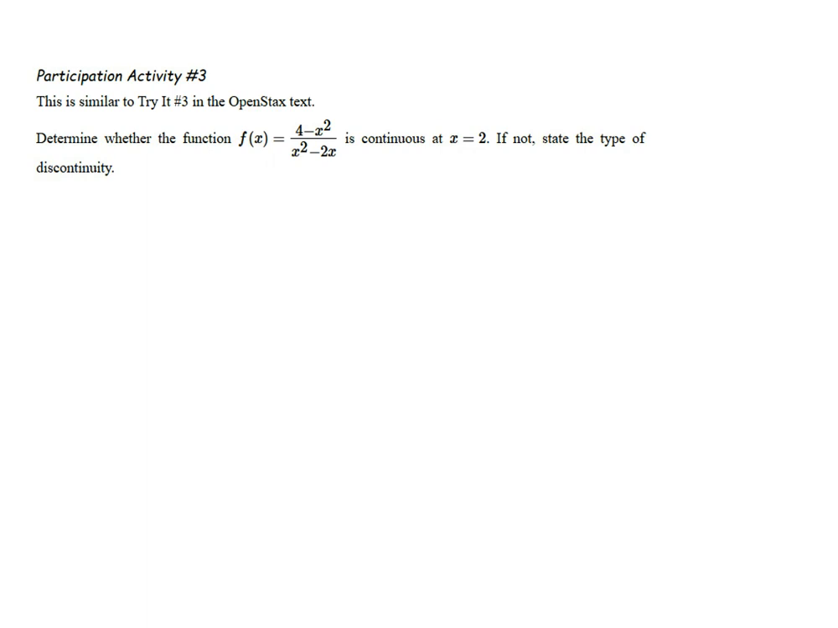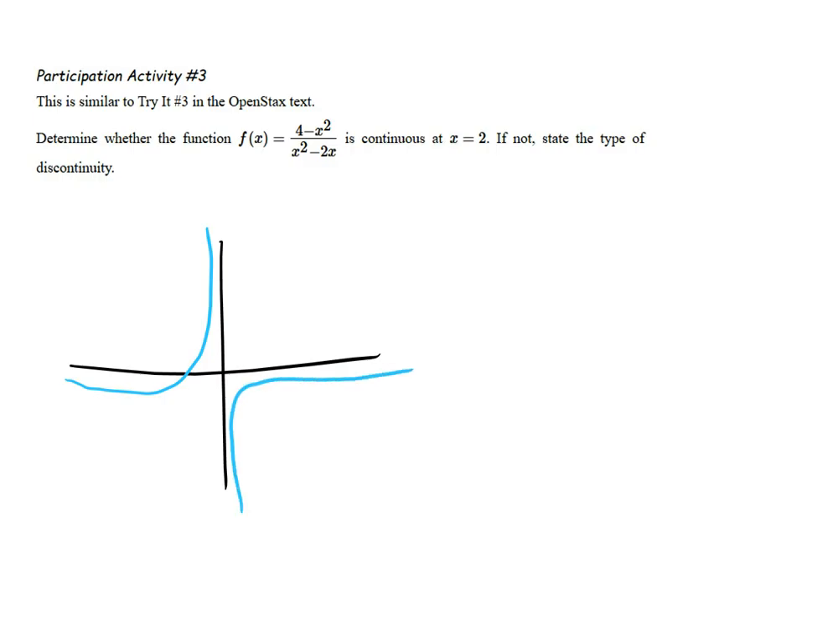Okay, they want to determine whether the function is continuous at x equals 2, and if not, state the type of discontinuity. It is so much easier to see this if you graph it. And so I grabbed my graphing calculator and I typed in that equation, and this is what I see, something to this effect. And then over here, something like that. It's not the best graph, but there it is.